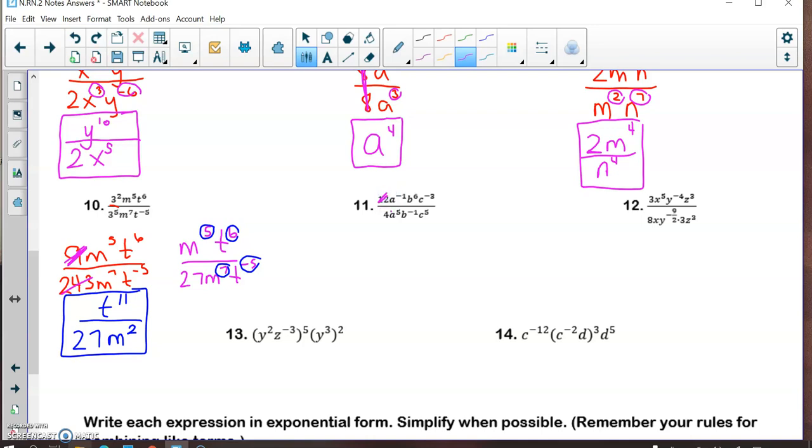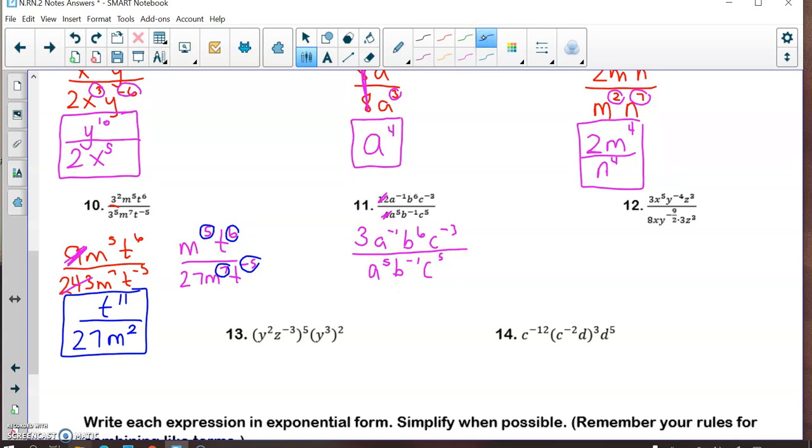All right, next one, 12 and a 4. 12 and 4 are both divisible by 4. 12 divided by a 4 is a 3. A 4 divided by a 4 is a 1. So I just have a 3 left in my numerator. And I have the a to the negative 1st power, b to the 6th power, c to the negative 3rd power. And I have an a to the 5th power, b to the negative 1st power, c to the 5th power. Now I'm going to take care of those variables.